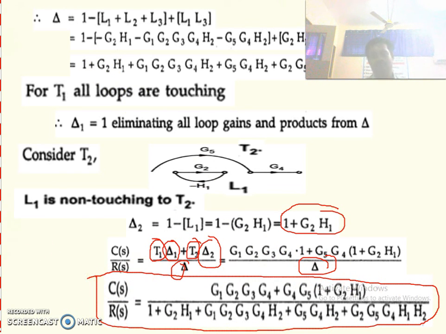First we calculated the forward paths, then the loop gains, then the two non-touching loops. After that we calculated delta, then delta 1, then delta 2. After that we substituted everything in Mason's gain formula and calculated the overall transfer function of the signal flow graph. So very easily, by using Mason's gain formula, we have found the overall transfer function.